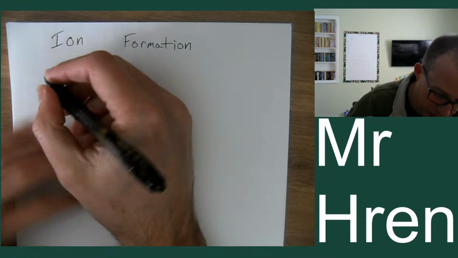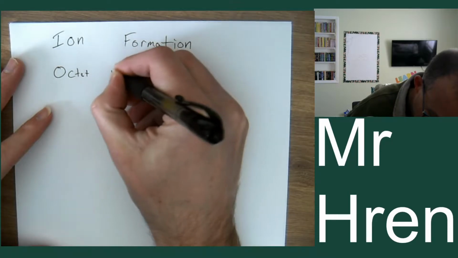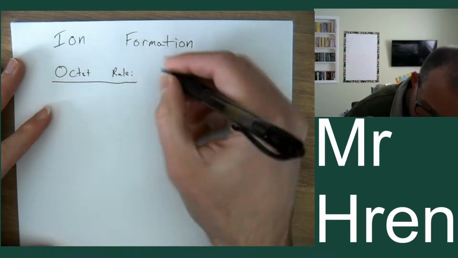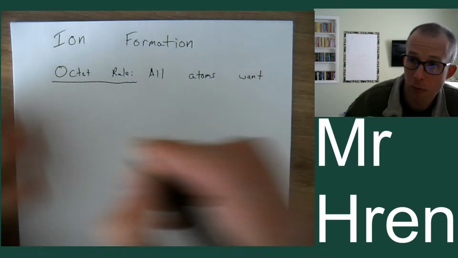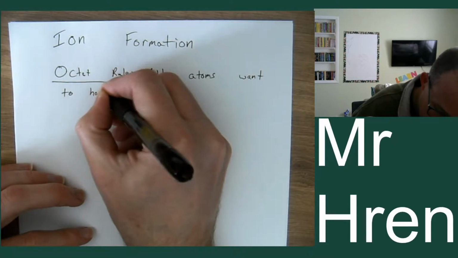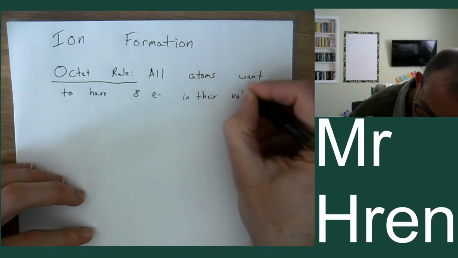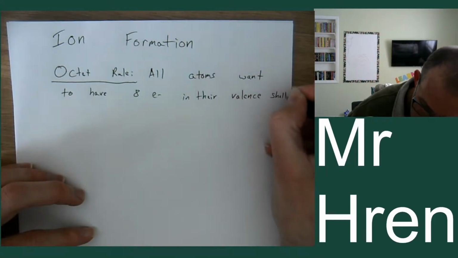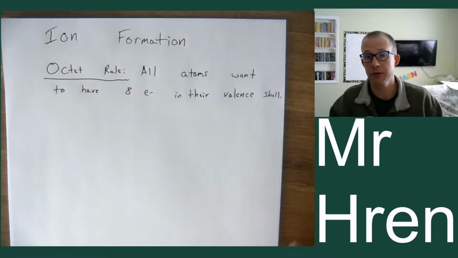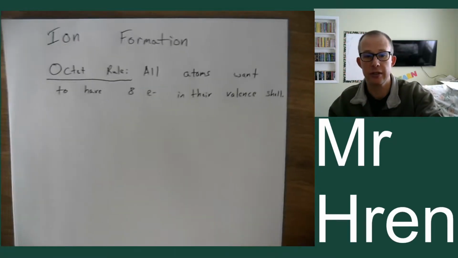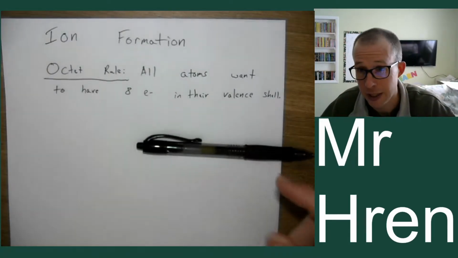Now remember we talked about valence electrons, and I told you we would talk about the octet rule. So the octet rule basically states that all atoms want to have 8 electrons in their valence shell. That means all atoms want to have 8 electrons in their outermost energy level. That's their goal, and they're going to do everything they can to make that happen.